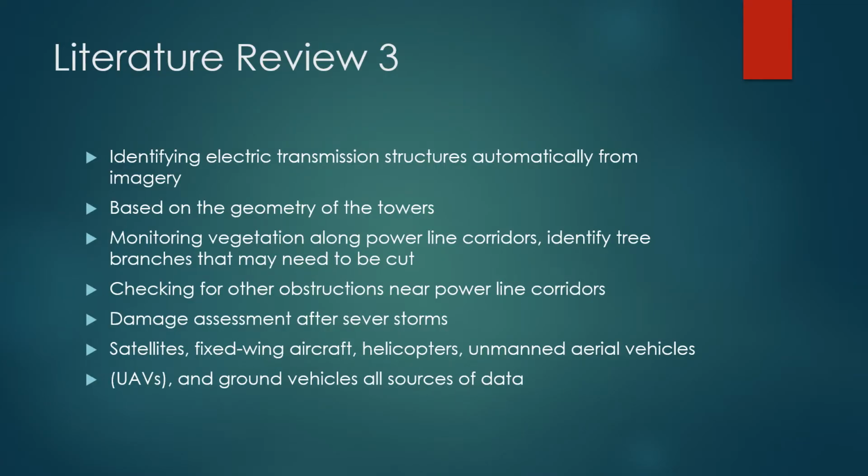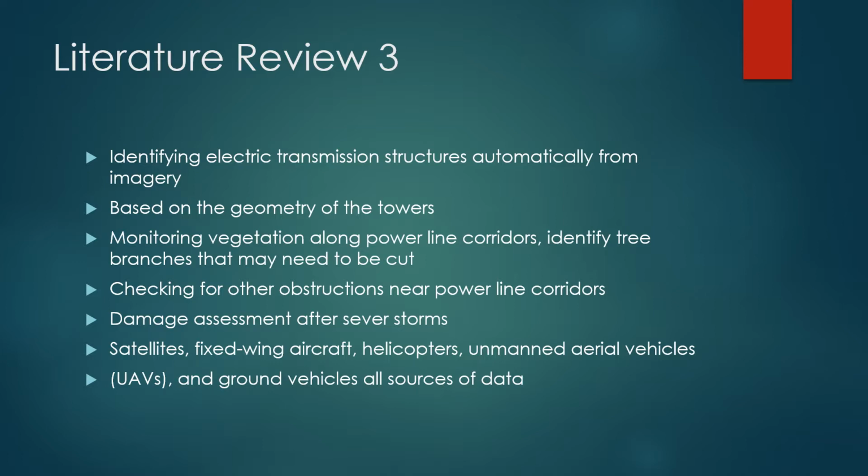The next literature review that I will go through is identifying electric transmission structures automatically from aerial imagery. This is based on the geometry of the towers, and the purpose is monitoring vegetation along the power line corridors, identifying tree branches that may need to be cut, and checking for other obstructions near the power lines that can be hazardous and cause disruption of the electric service.